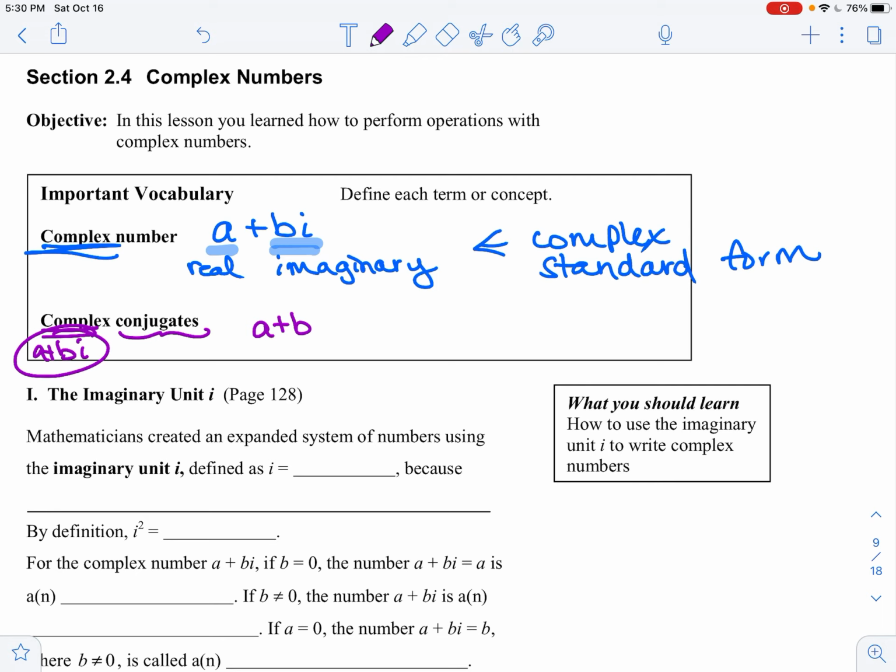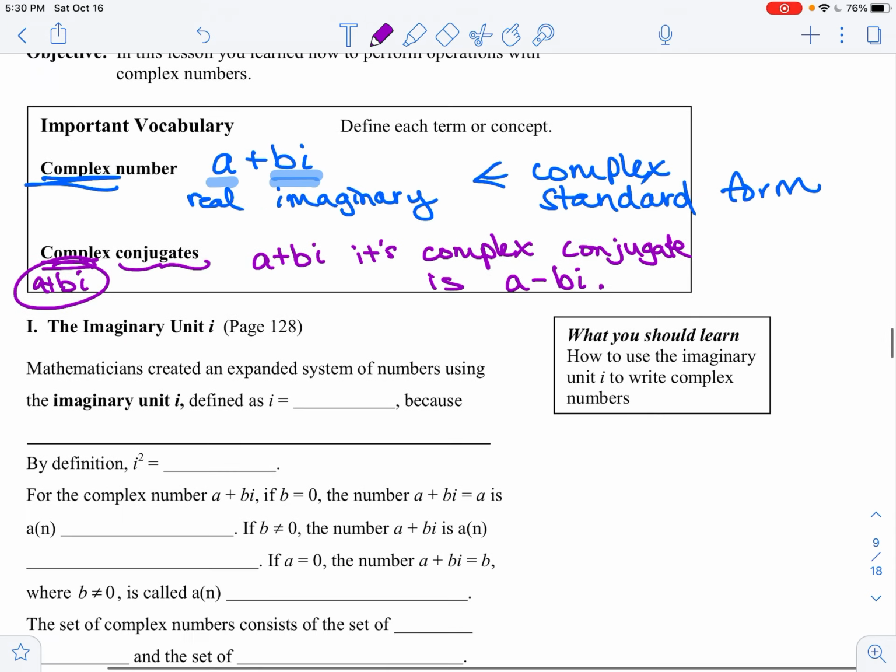If you've got some complex number, its complex conjugate is the same terms but the opposite sign in the middle.